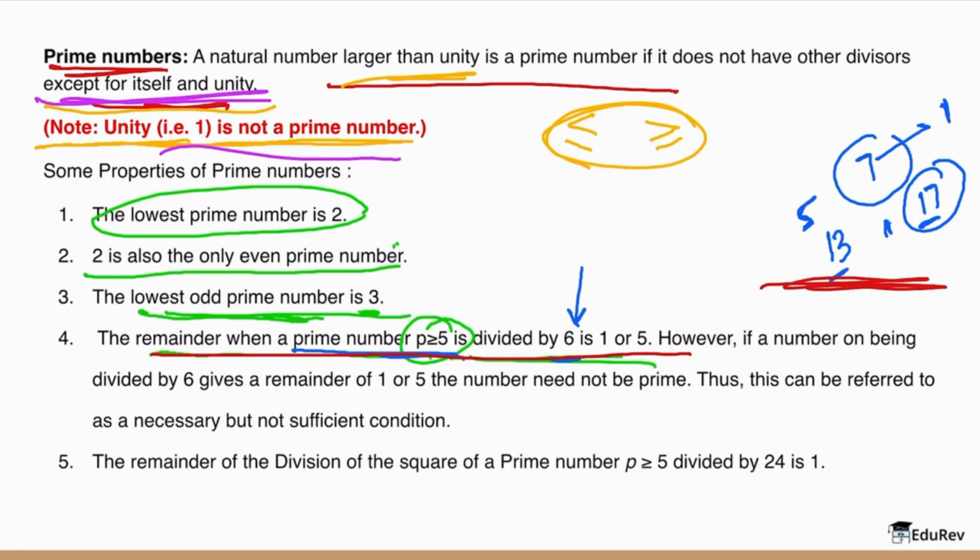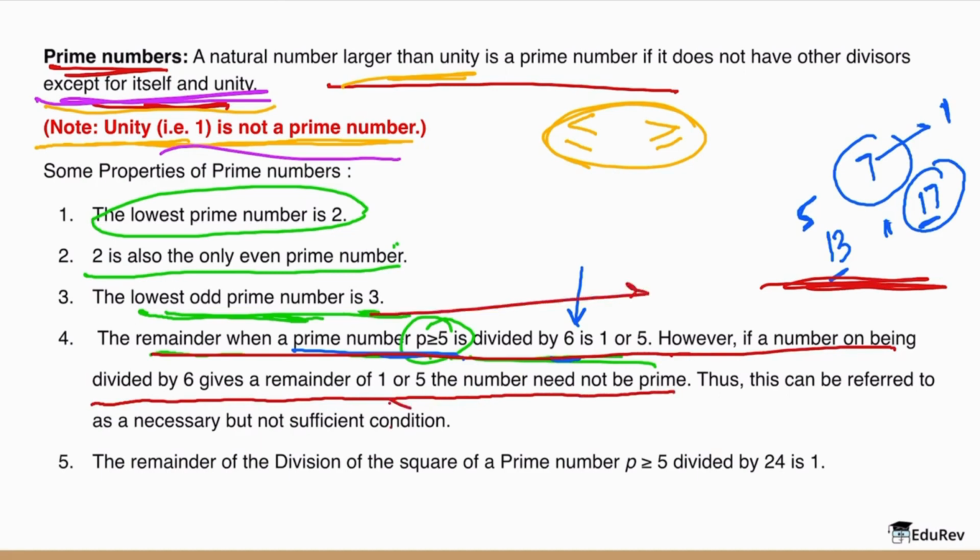It says, however, if a number being divided by 6 gives a remainder 1 or 5, the number need not be prime. This is true. What they basically want to say is that the direct statement is applicable, but the reverse is not applicable. Like for example, we can say that Earth revolves around the Sun, but the Sun does not revolve around the Earth. These two examples don't exactly coincide, but I guess you understood what I want to say.